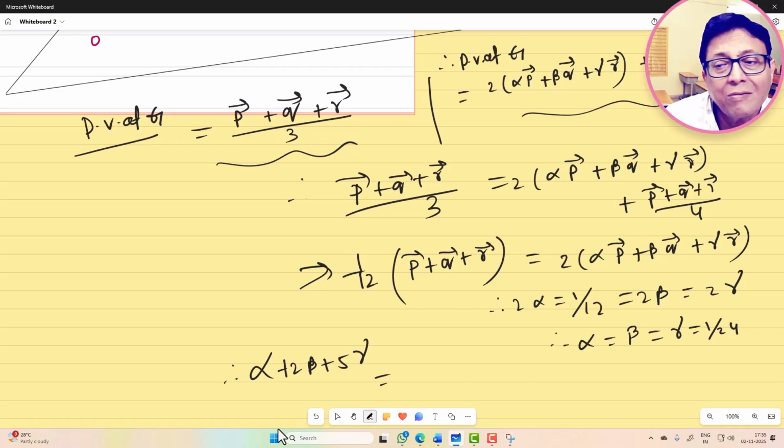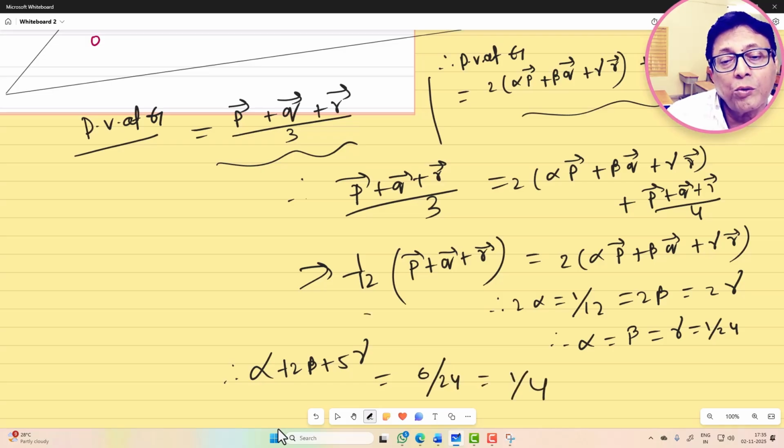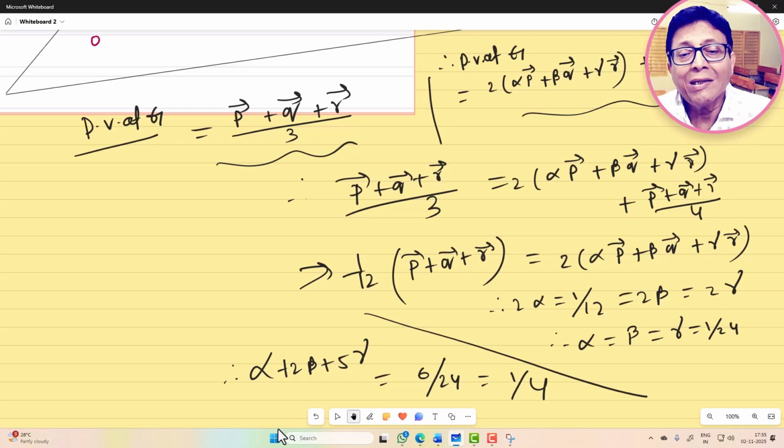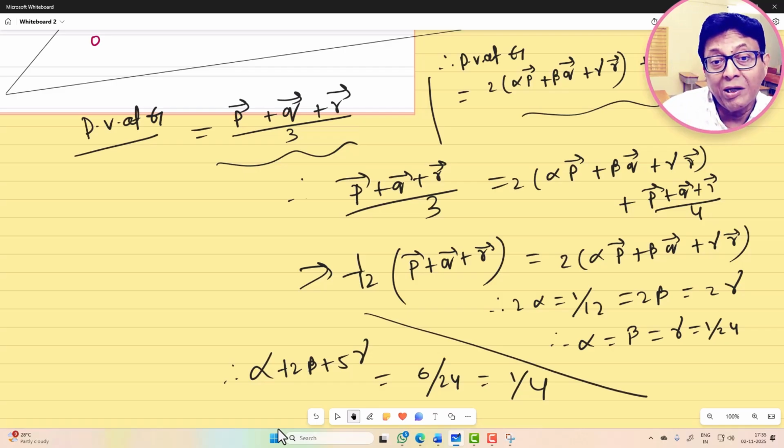This is what? All are equal. So 6 by 24, 1 by 4 only. Why? Because alpha, beta, gamma all are 1 by 24. No, sorry, 8 by 24. I am wrong here. This is alpha 1 by 24, 2 into 1 by 24, 5 into 1 by 24. So this is going to be 1/3.